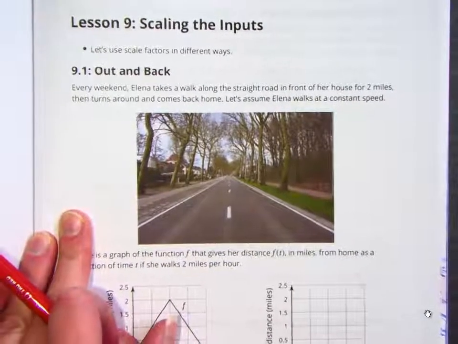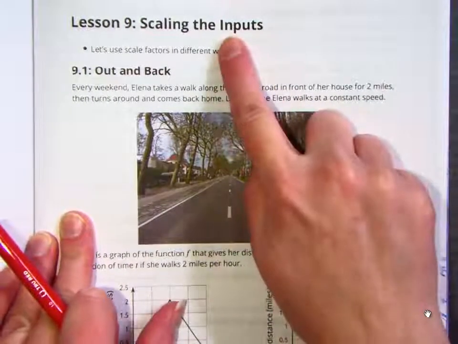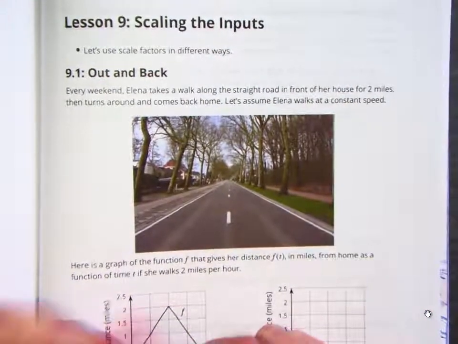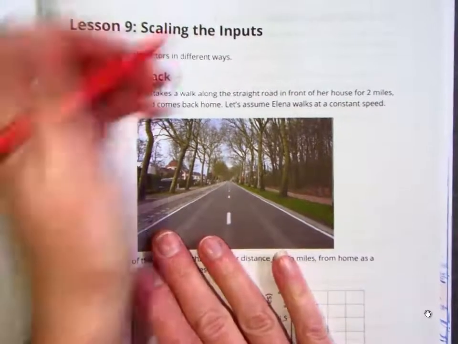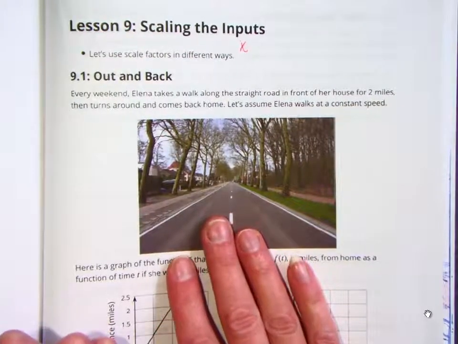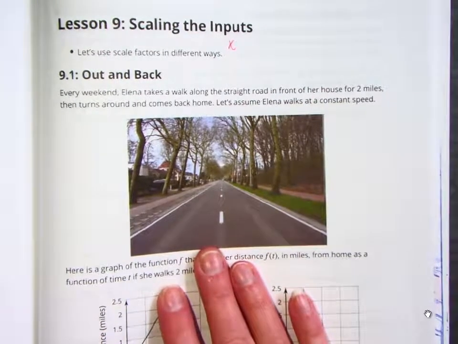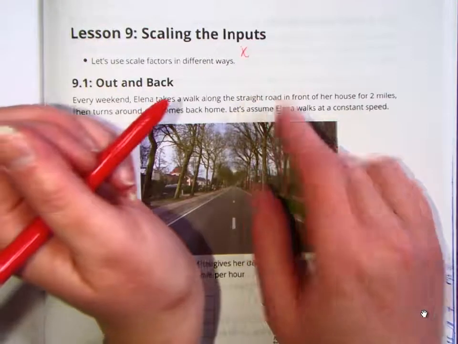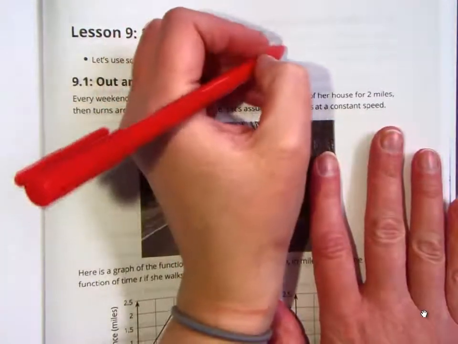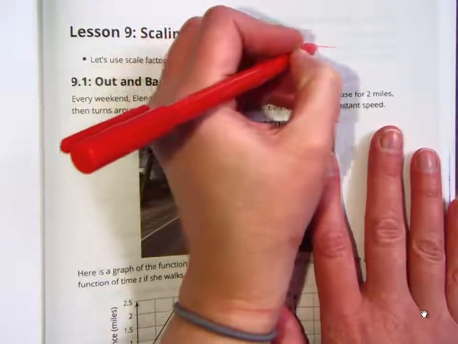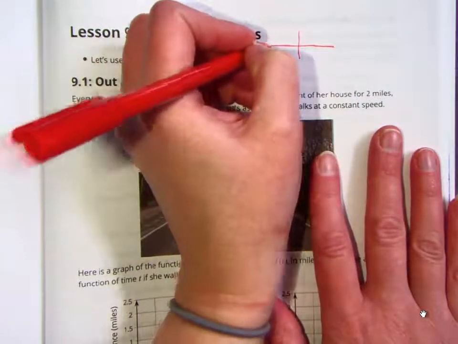Welcome to Unit 5, Lesson 9. We're talking about scaling the inputs right now. This is where we left off before we were sent home. When we think about inputs, we're thinking about our x's, the values we're putting into our equation. Because we're scaling inputs, this means we have horizontal squish and stretch going on.